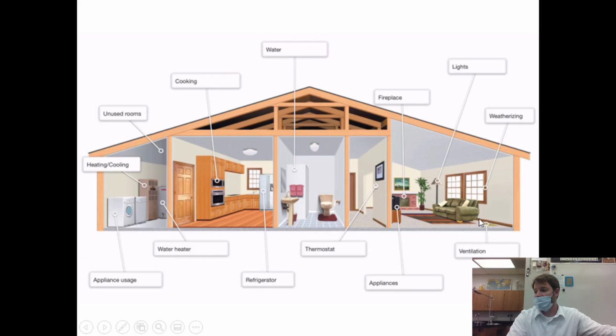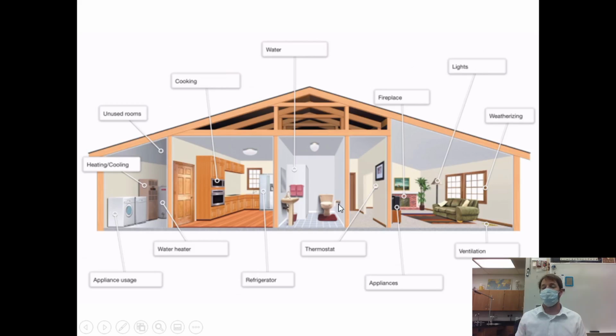If you have better ventilation, you use biomass, so a fireplace in your home rather than electricity. That could be more efficient if you have a supply of wood. Shutting off the lights when you're not using them. Weatherizing your windows.